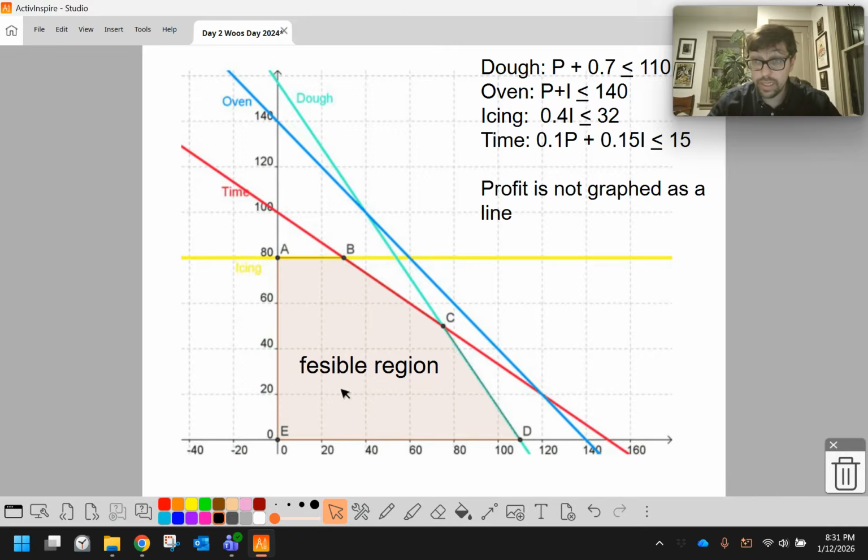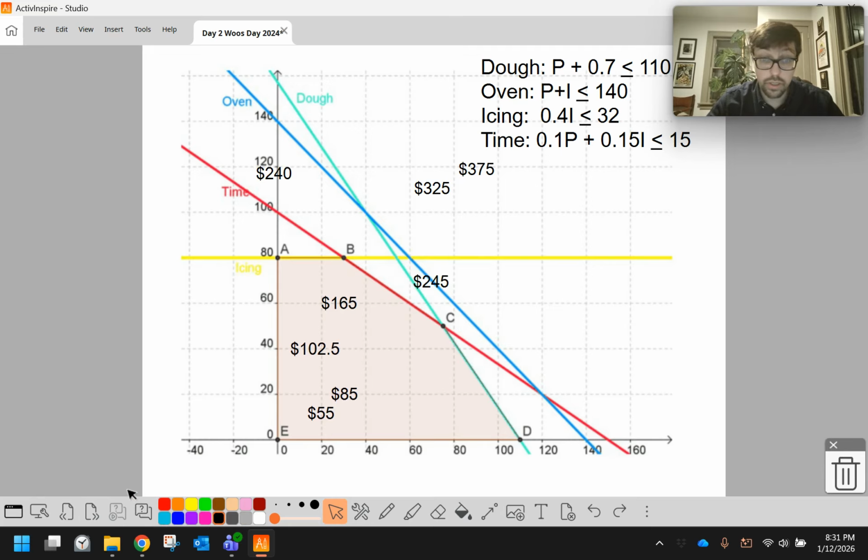So, next, like I said, profit is not graphed. If we did graph profit, the idea is we would take coordinate points on here, and each coordinate point would have a money value from that table. So that looks like this. This point right here is that point of doing 20 dozen plain cookies and 10 dozen iced cookies. That would get us $55 for the day.